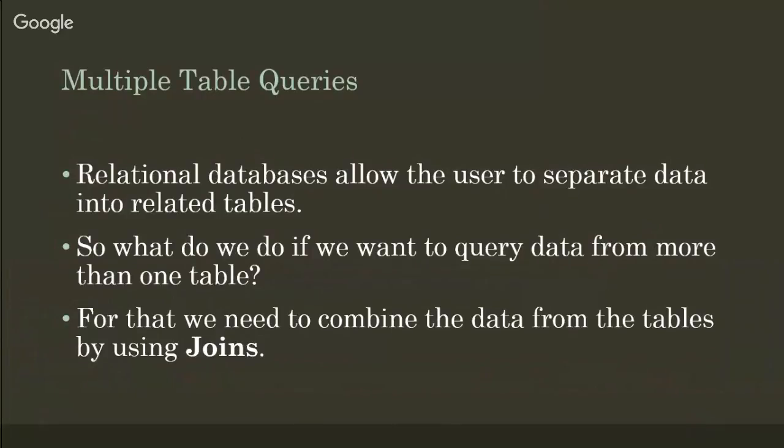So the purpose of joins is so that we can query data from multiple tables. Relational databases keep the data in separate tables.